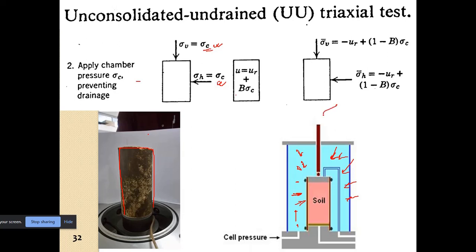So we will have effective stress sigma dash equal to the confining cell pressure applied on the sample minus the pore pressure within the sample. So this is the effective stress, which is existing within the soil sample.